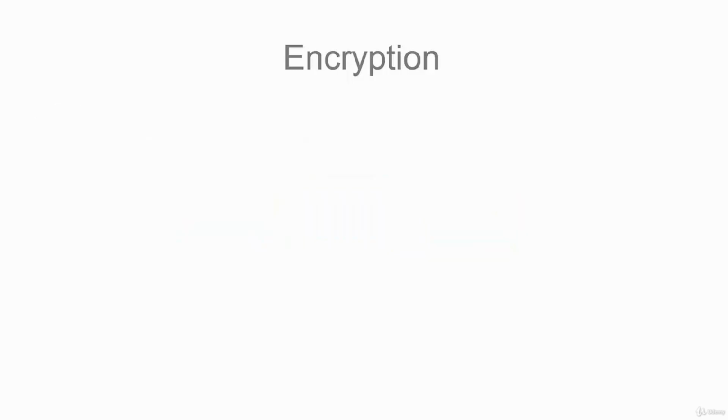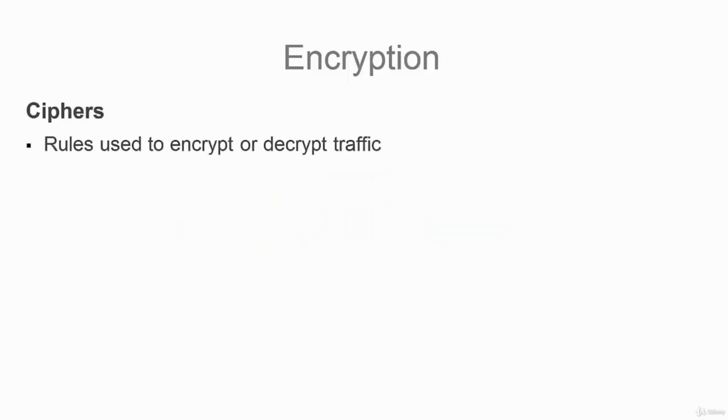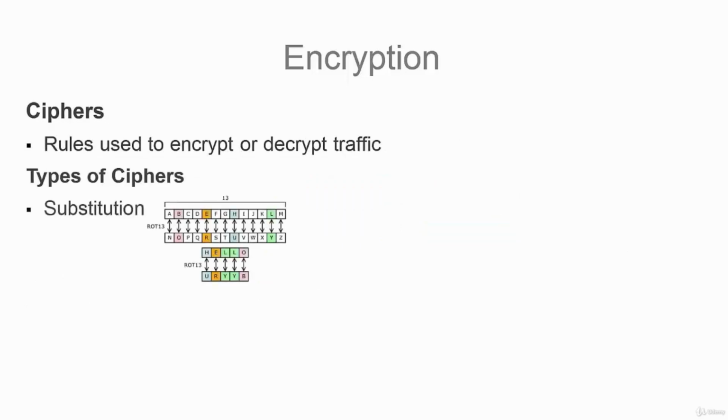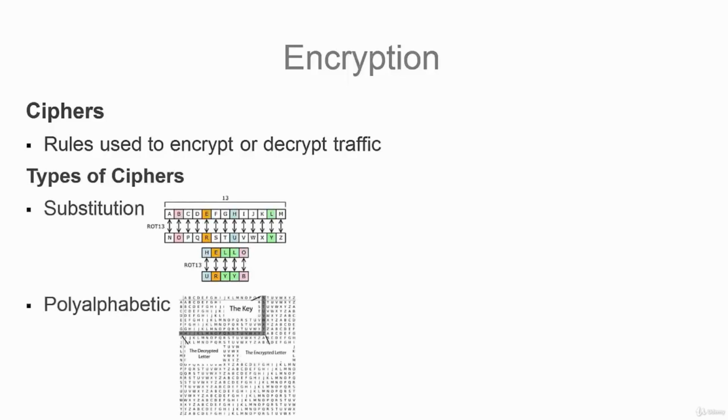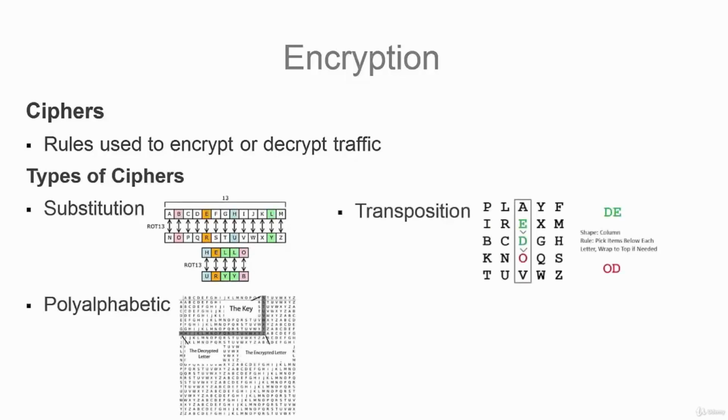With encryption, there are rules called ciphers. The different types of ciphers are substitution, polyalphabetic, and transposition. These ciphers just provide different ways to encode data. For example, a substitution cipher substitutes values. So ABC in clear text would be encrypted as NOP by simply substituting the letters with different ones based on the cipher values.